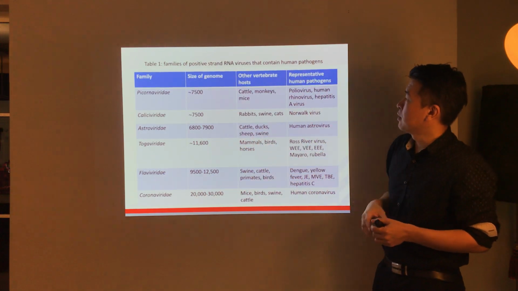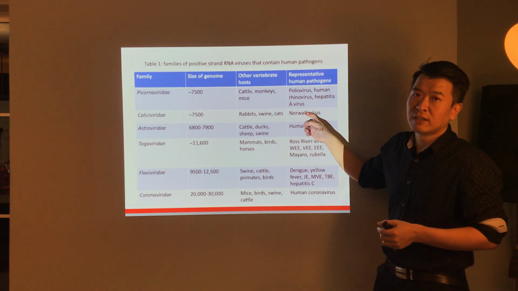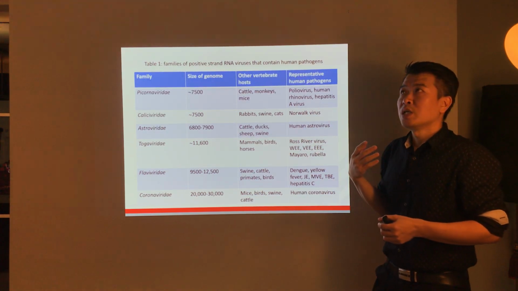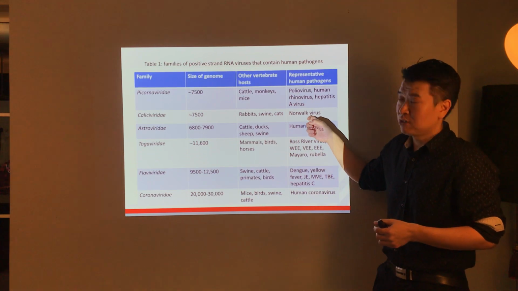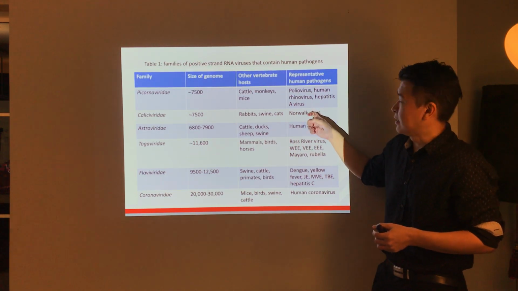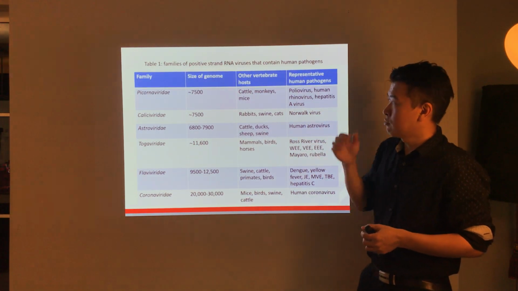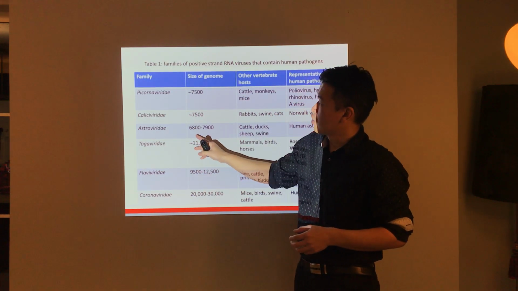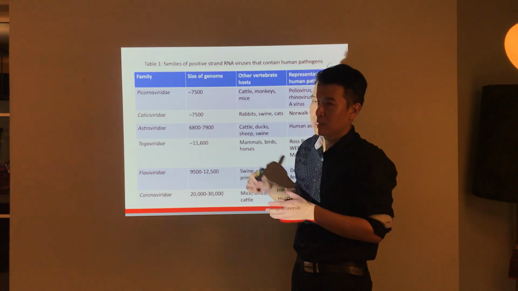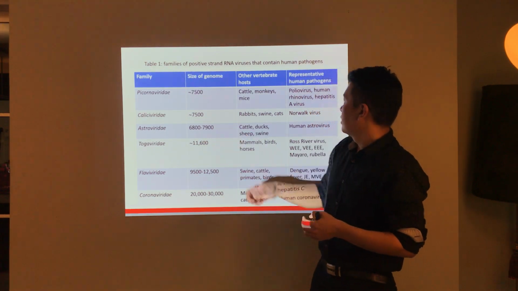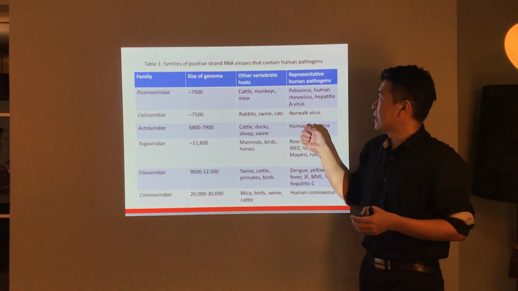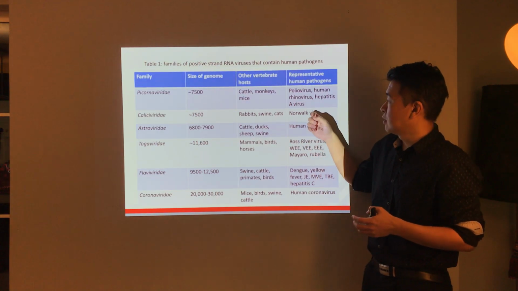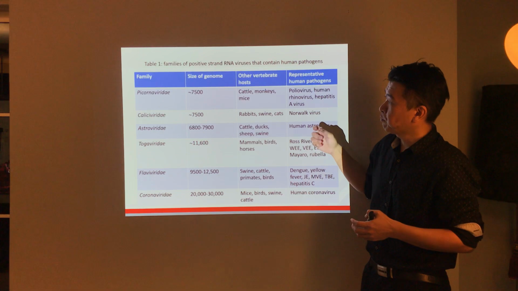Then we have the Positive-Strand 7,500 bases as well. In this group, we have norovirus, a virus that causes gastrointestinal illness, or gastroenteritis, right? Gastroenteritis. Then we have Positive-Strand, where the size of the genome is about 6,800 to 7,900. The representative of the virus is human astrovirus, which causes gastroenteritis as well.